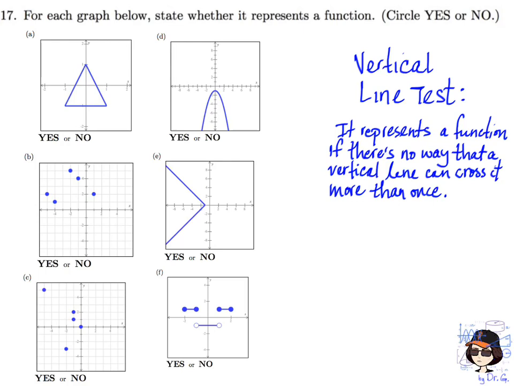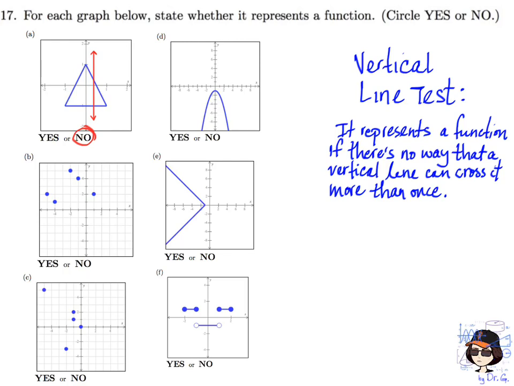So I want to see your vertical lines. Don't just guess. If you just circle a yes or no and you don't show me why, then I can't tell, and it looks like you guessed. So I want to see your reasoning. So in the first one, part A, we have a triangle. I draw one vertical line and boom, I can see it crosses the graph more than once. So the answer there is no, it's not a function.